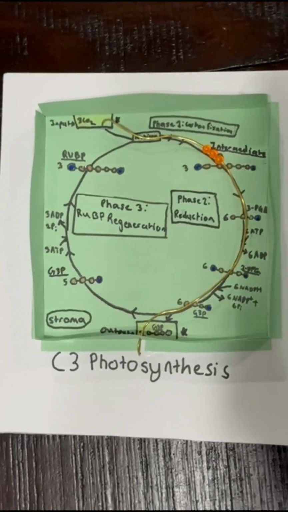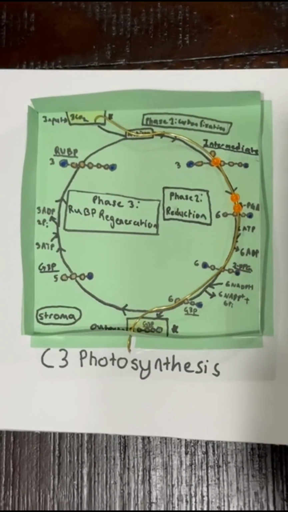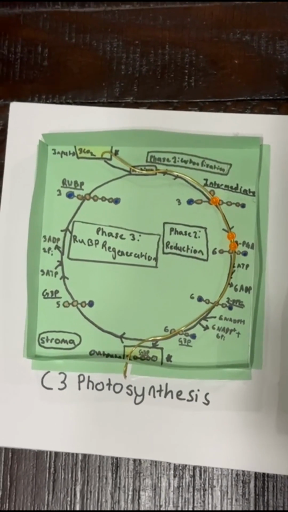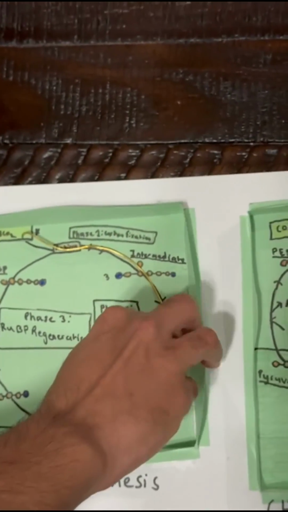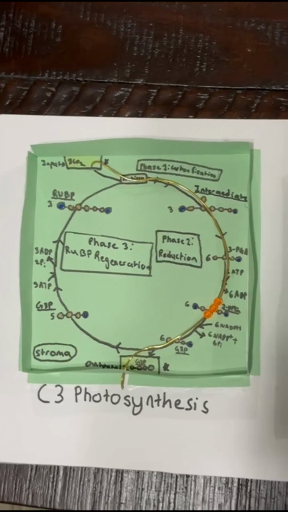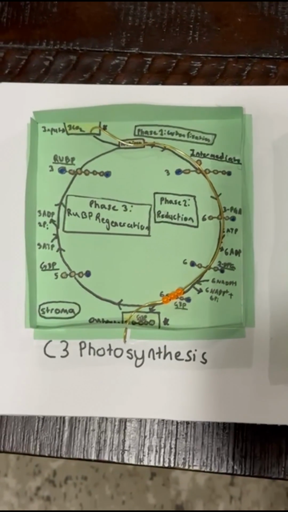These 3 unstable intermediate molecules quickly split into 6 molecules of 3-PGA, and then after that, ATP gives its phosphate groups to the 6 molecules of 3-PGA to form 6 molecules of 1,3-BPG. And after that, 6 molecules of ADP are released. And then the 6 molecules of 1,3-BPG are reduced by 6 NADPH to form G3P. And as a result of this, 6 NADP+ and 6 phosphate groups are given off.